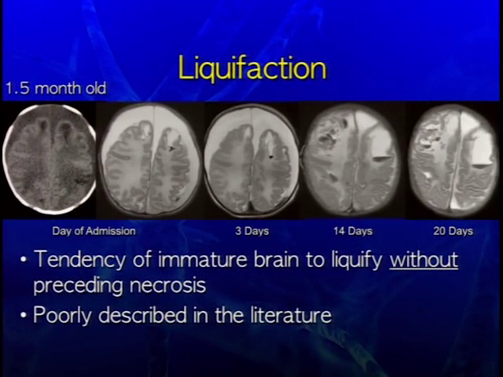So this liquefaction actually is very poorly described in the literature as well, and I called a couple of pathologists to try to get more information, but there is very little description of this type of brain injury and evolution, and it's unique to the infant brain, the unmyelinated brain. It's a tendency of the immature brain to liquefy without preceding necrosis. So if you see this kind of injury evolving over time, it can just be the normal evolution of an immature white matter dissolving secondary to that initial injury.